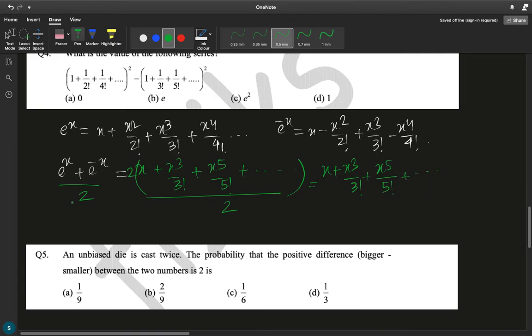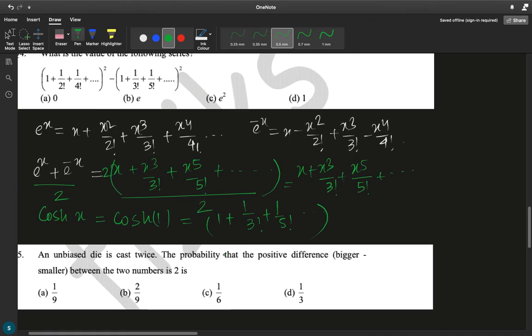Okay, so e to the power x plus e to the power minus x by 2, this is nothing but the cos hyperbolic of x. So if there is cos hyperbolic of x and I write x equal to 1, then this will be cos hyperbolic of 1 is equal to 1 plus 1 by 2 factorial plus 1 by 4 factorial, and so on. So you can see that we have found the value of the right hand side series.